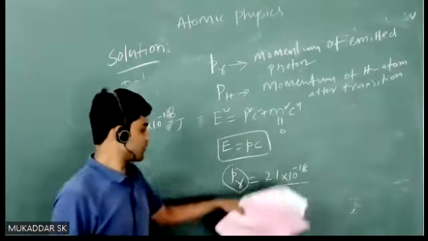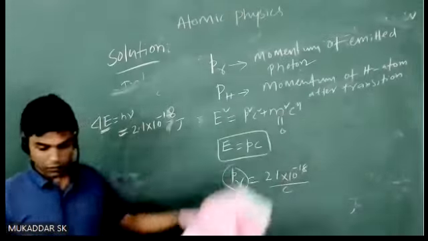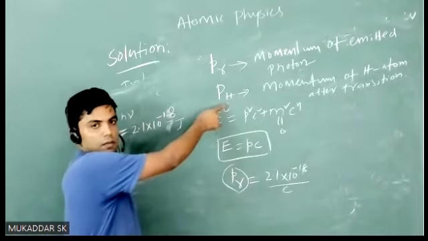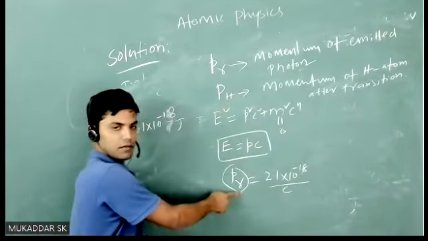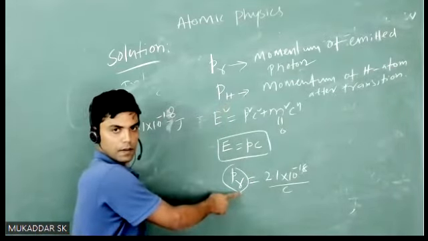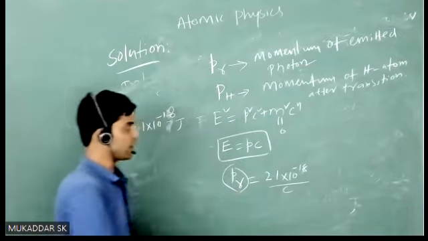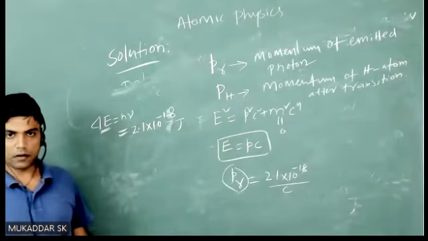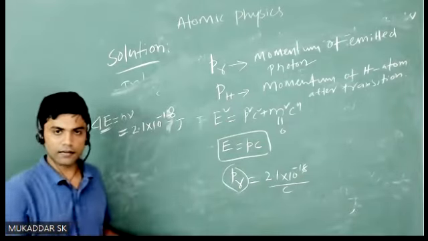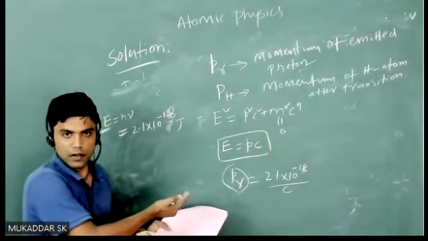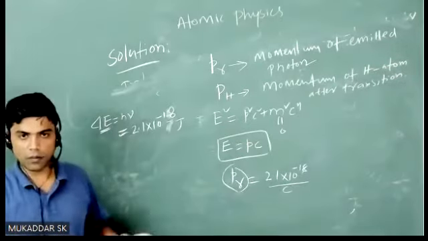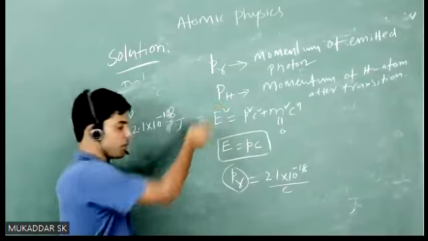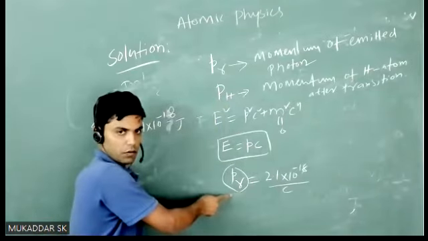So E equals pc, you calculate it. Now how will you do this? See, after transition, this is the momentum of the hydrogen atom, and this is the momentum of the photon, right? And this sum should be 0, because initially that system has 0 momentum. So after transition, the momentum should be 0. It means the momentum of the hydrogen atom plus the momentum of the photon should be 0.